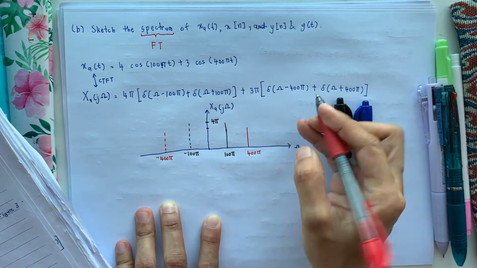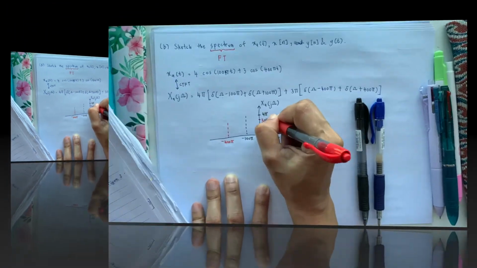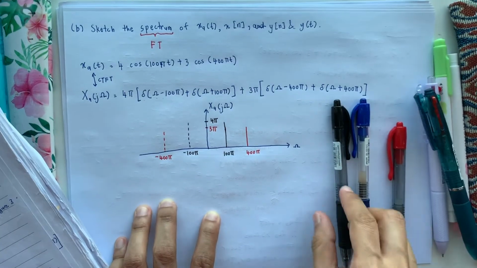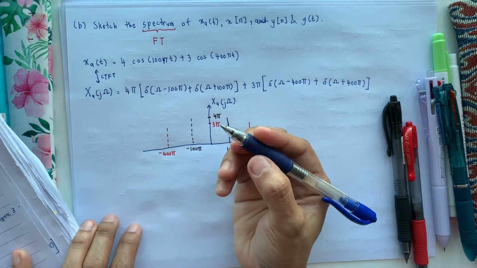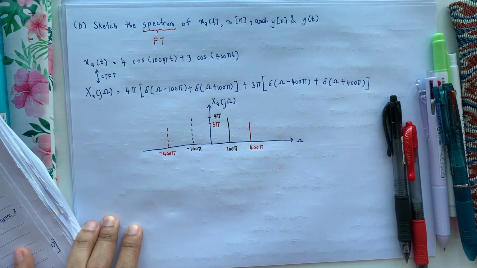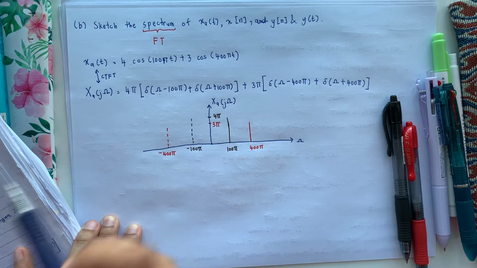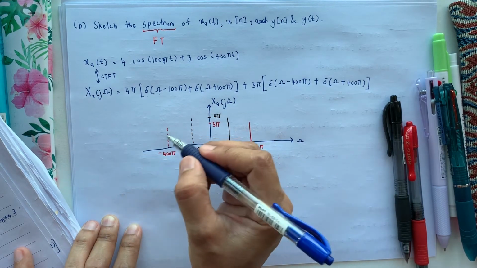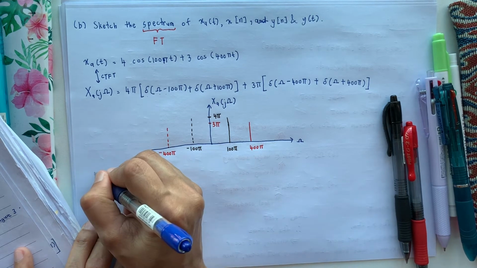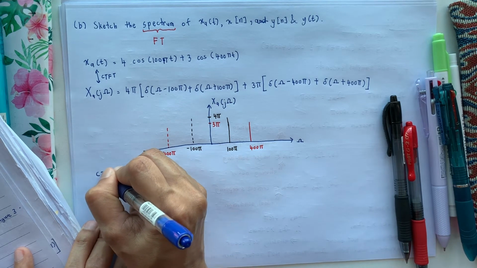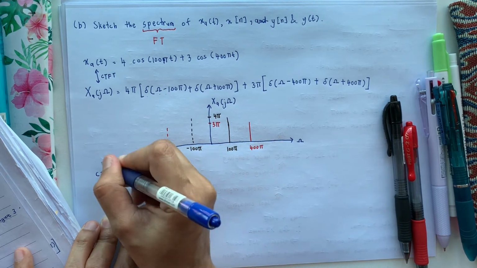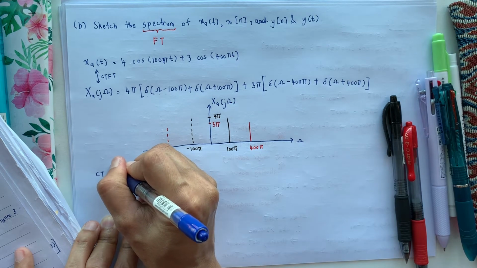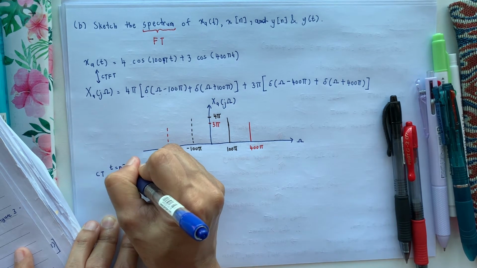Amplitude is 3 pi. Then for the spectrum of X(jΩ), next we move to X(ω). To get S[n], you need to remember the conversion from continuous time to discrete time. So what you have to do is replace your t with nT.